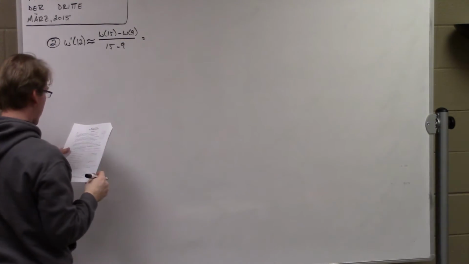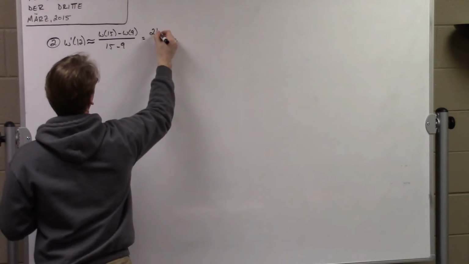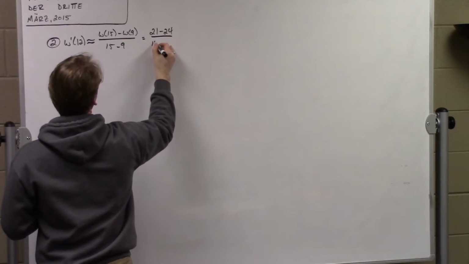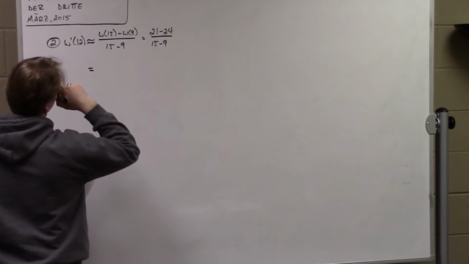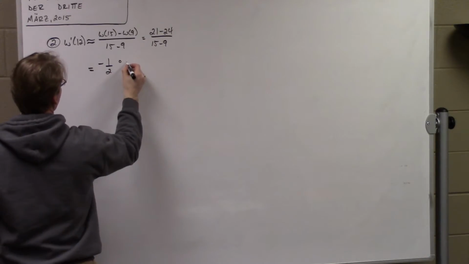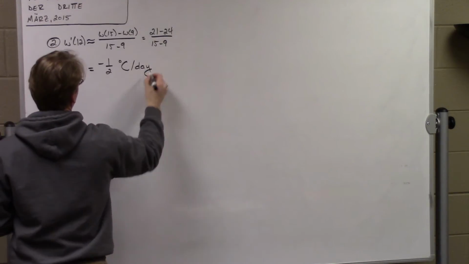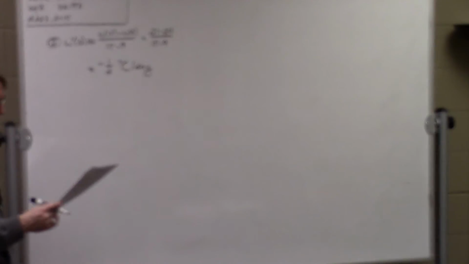All right, pulling these numbers straight off the chart, W of 15 would be 21, and W of 9 would be 24. And then 15 minus 9, so we get, what is that, -3 over 6, or -1/2. The units would be degrees Celsius per day. It is a derivative, so it needs to be something per something else. That is one of three acceptable answers. If you had done the low end, 12 and 9, you would have gotten negative 2/3. And if you had done the higher numbers, 12 and 15, you would have gotten negative 1/3. And they're all kind of in the same neighborhood.